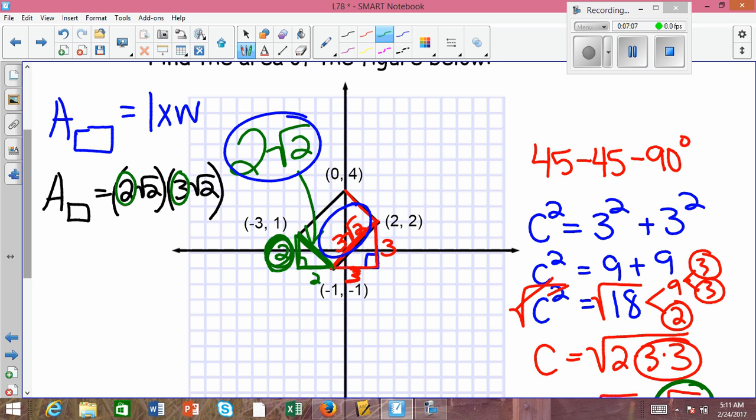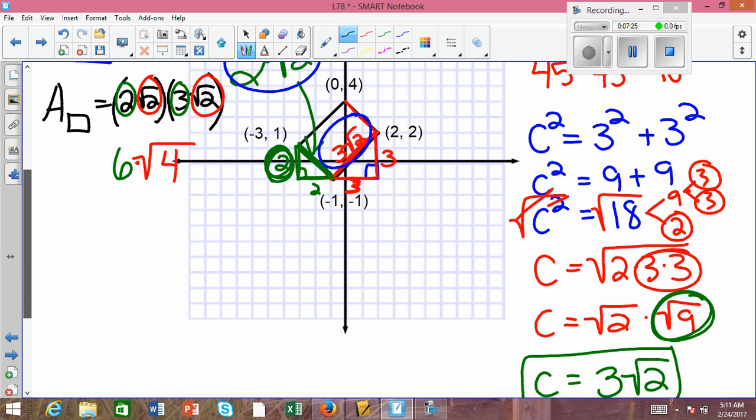2 times 3, which is going to be 6. We also need to multiply our radicals. Those are our square roots. We also call them radicals. And those square roots multiplied together give you the square root of 4. Keep in mind, again, multiplication out here. So the area of our rectangle can be simplified even more.